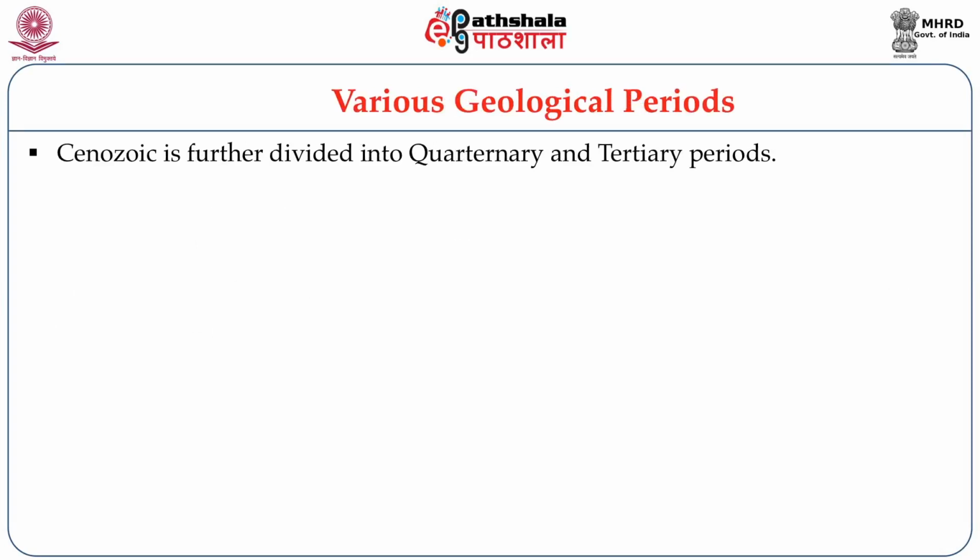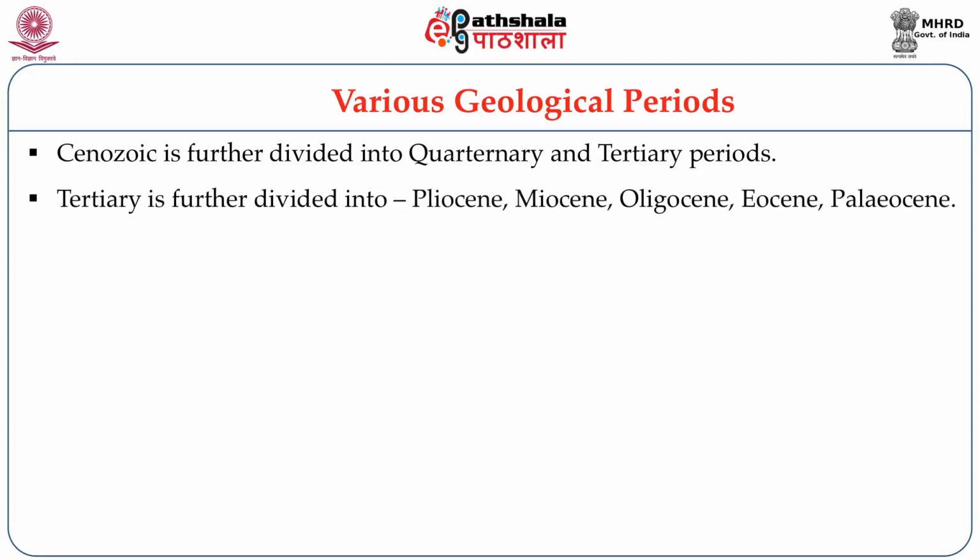The last geological era, the Cenozoic, is again subdivided into tertiary and quaternary periods. The tertiary period is the oldest and the quaternary period is the most recent. Quaternary is again divided into Holocene and Pleistocene, and tertiary is divided into Pliocene, Miocene, Oligocene, Eocene, and Paleocene. These are the subdivisions, basically depending upon the kind of climate that was prevailing in the past.